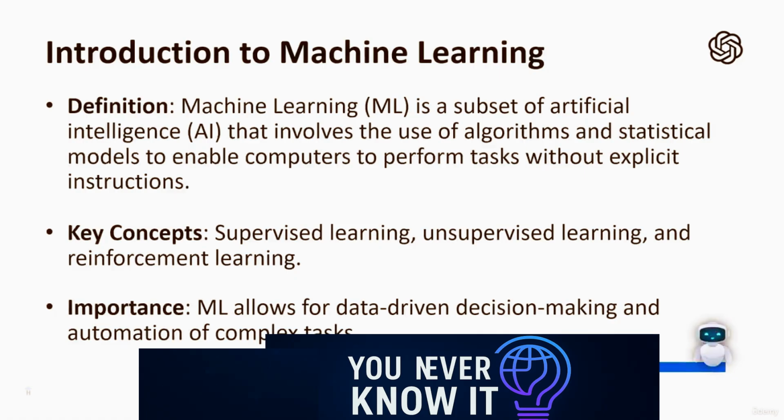So how important is ML? ML allows for data-driven decision making, systems, and automation for complex tasks. One by one, if you give instructions to machine learning concepts or machine learning AI tools, yes, it will give you particular solutions bit by bit.